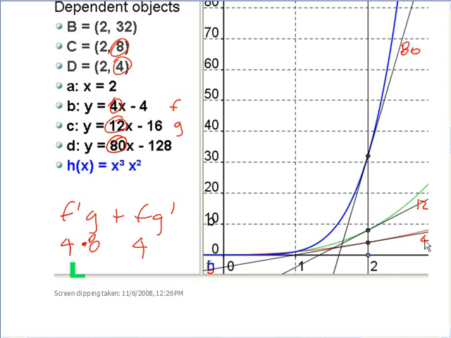When we added the functions, it was just you add the two derivatives to get that. But this is not true here. What you have to do is you have to take the slope of 1, which is 4, times the y value of the other function, which happens to be 8. And then you take the derivative of the other one times the y value here. That is actually what works out to 80. All right, so it's a more complicated rule.